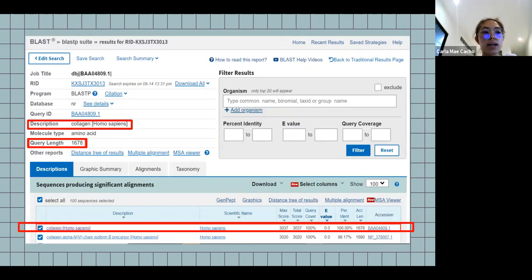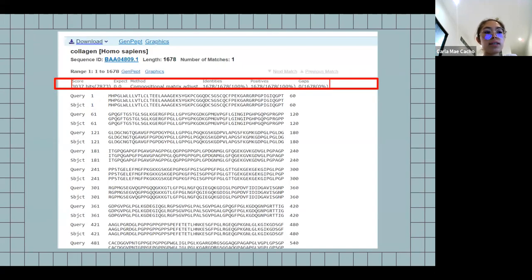Here is the result of the BLAST-P. Indicated here is a description of the product, which belongs to the collagen of Homo sapiens. It has the accession number of BAA04809.1, and the amino acid sequence has a length of 1,678. Next slide, please. Now, by clicking the collagen Homo sapiens from the description portion of the BLAST-P, the paired amino acid sequence will show.